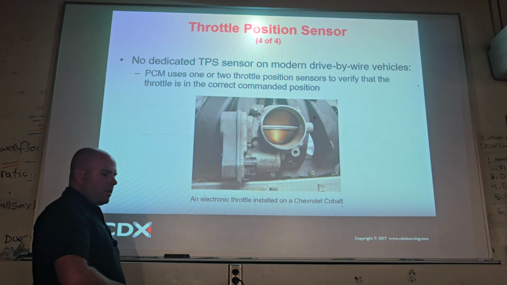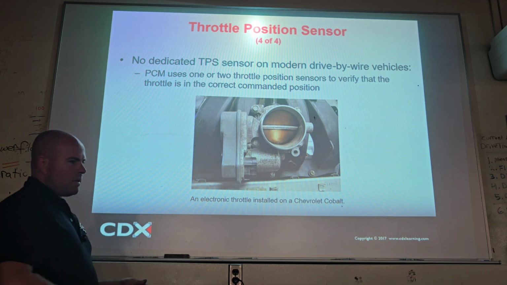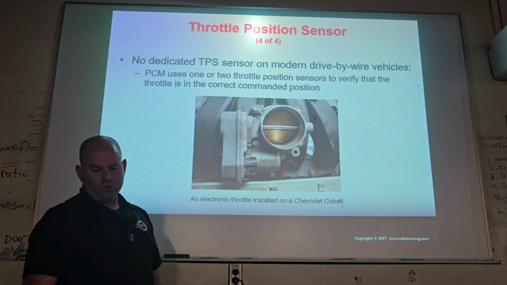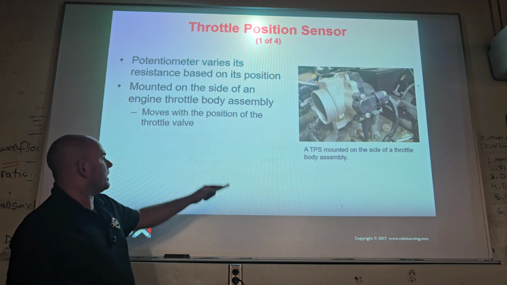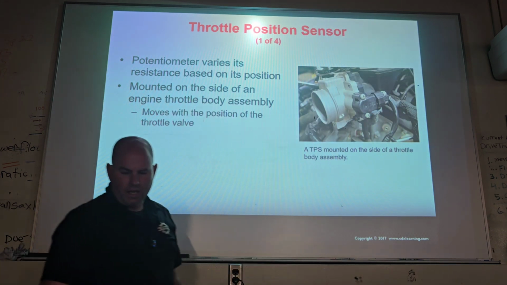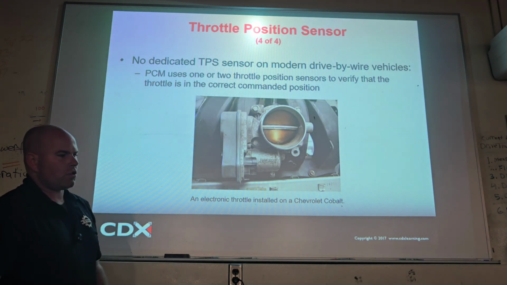All right, so back to where we were. Newer cars don't have that typical TPS, being throttle position sensor. The old ones had a TPS that was really basic, like this. Those were easy to diagnose. The newer ones look like this. It's electronic throttle.